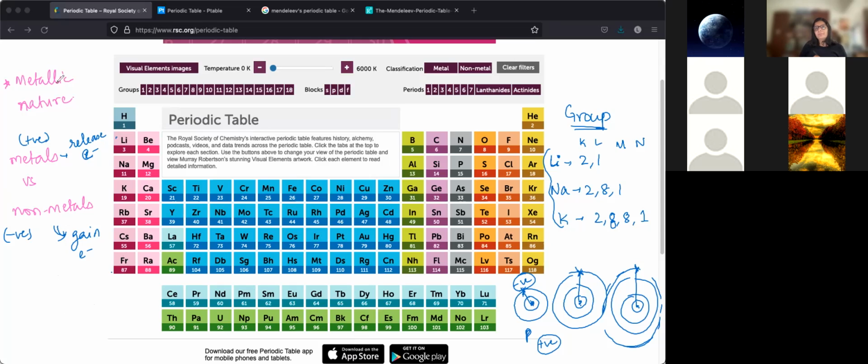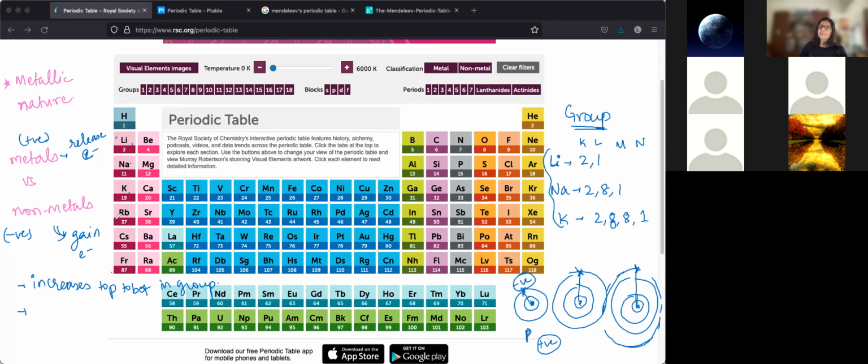So metallic nature means how easily an element can release an electron. Because of this increased size and increased distance, it gets easier and easier to remove an electron as you go from top to bottom in a group, which means that metallic nature increases when you go from top to bottom in a group.